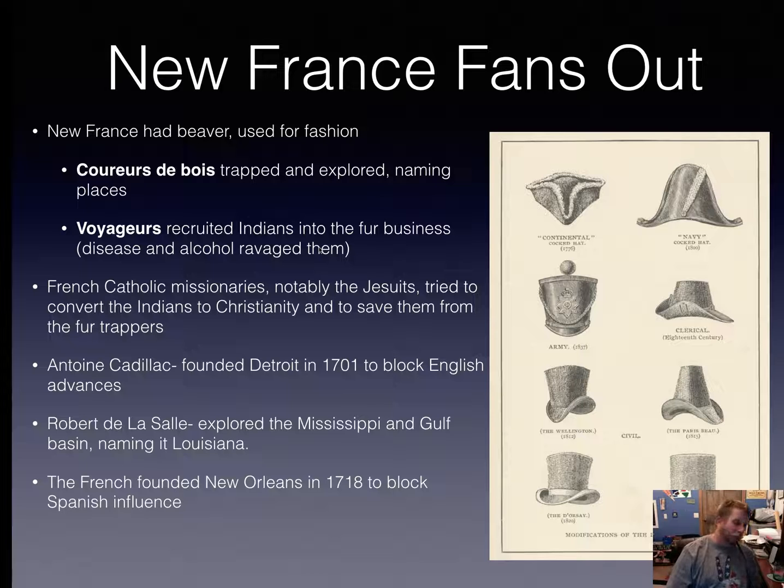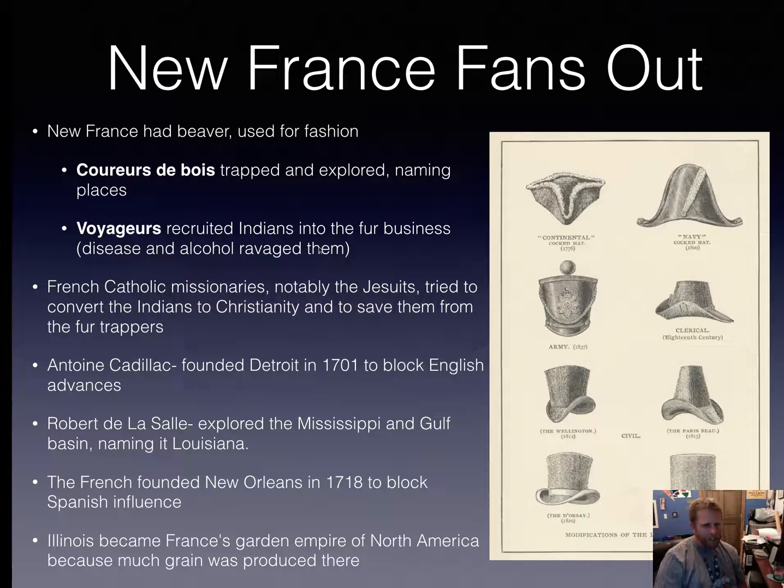If you go to New Orleans, I haven't been there, but I'm told there's a lot of French influence. Creole is kind of a mixture of some French languages. You have the fleur de lis, which is the symbol of a lot of things in Louisiana. Actually, the New Orleans Saints had the fleur de lis on the side of their helmets, which is a French symbol. And then Illinois became France's garden empire of North America because much grain was produced there. And like I said, the French, fashion. We will have beautiful hats.